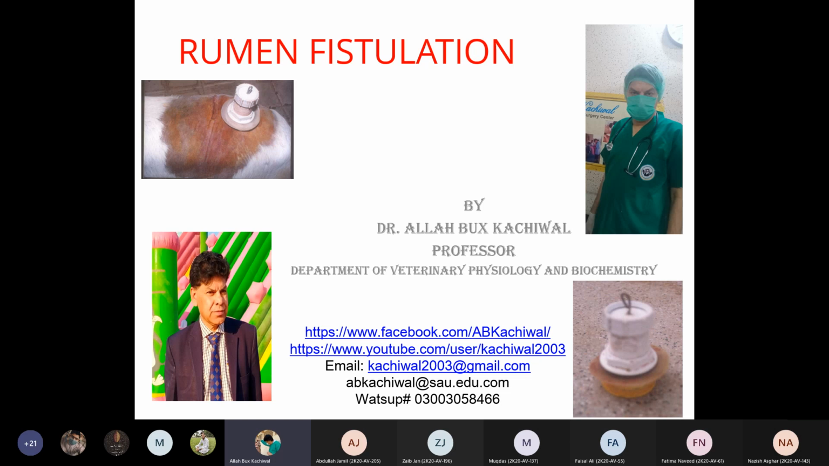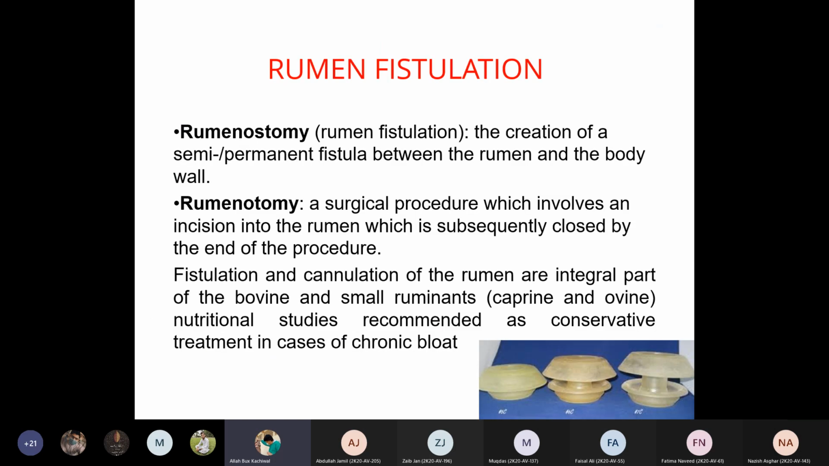So we are proceeding towards the Rumen Fistulation. Actually, Rumen Fistulation is one of the surgical procedures by which we make a fistula and apply the cannula in the rumen. That is ruminostomy. The fixation of a cannula or a fistula in the rumen is known as ruminotomy.